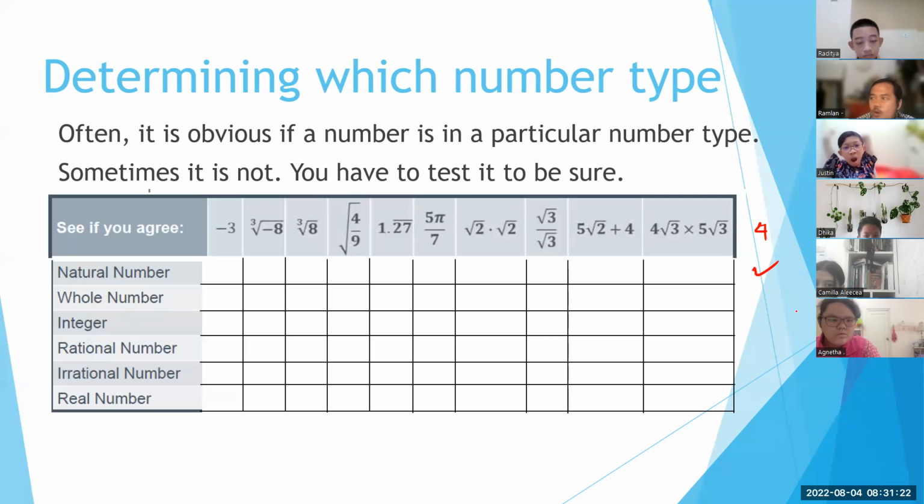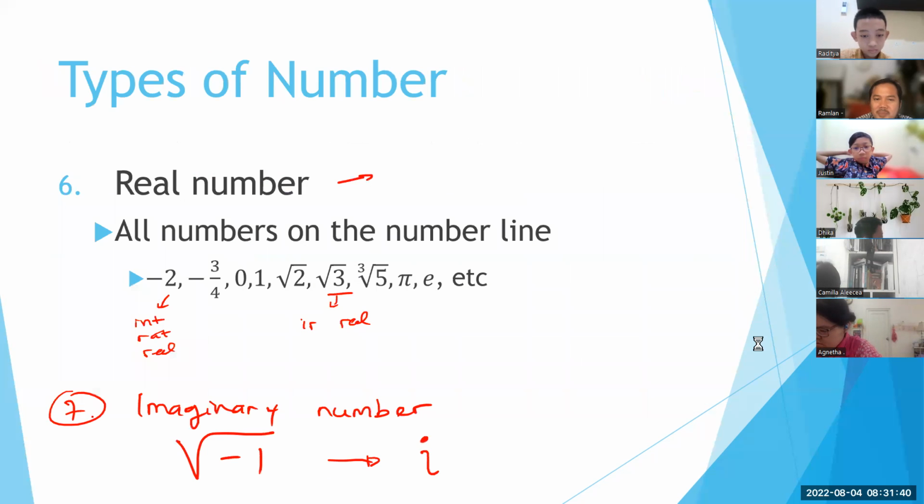Is it a whole number? Yes or no? Tadi whole number dari 0, 0, 1, 2, 3, 4. Oh ya, 4 juga masuk ya. Berarti checklist juga. Okay, next one, integers. Masuk ya, okay, good. Rational number. Enggak. Okay, let's go back to rational number.